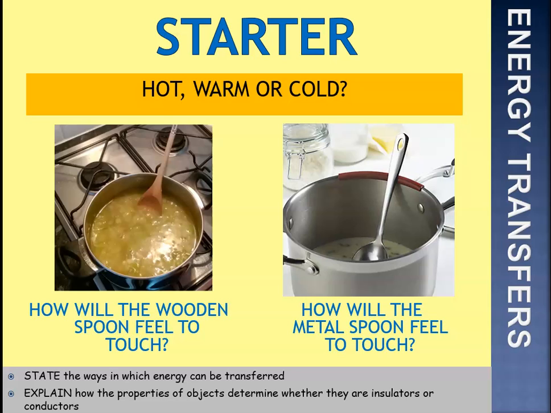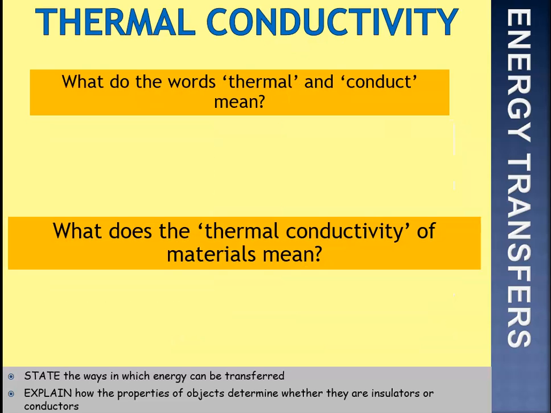This is because metals are better conductors than woods. Wood is an insulator, so it doesn't conduct heat as well as the metal. We're going to be looking at other materials and how they measure up. What we're talking about here is thermal conductivity. Break the word down. What does thermal mean and what does conduct mean?